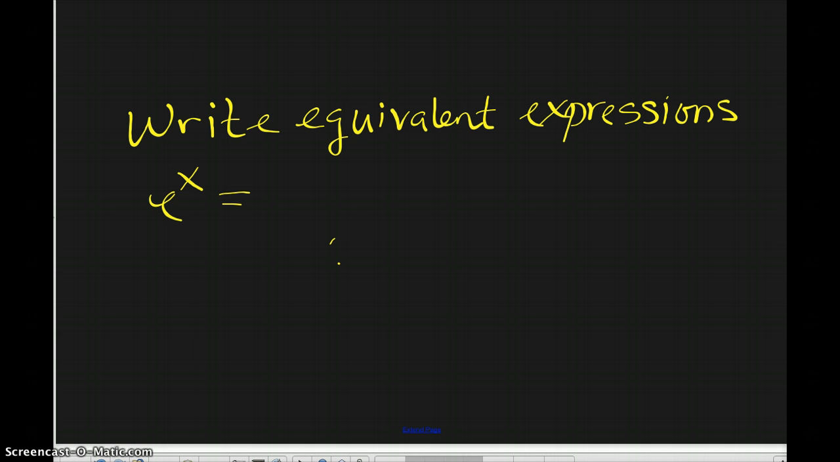So we're going to write equivalent expressions, and we're taking e to the x equals 5 to do that, okay? This is going to be based on the fact, and some things you just have to accept, that ln x is actually equal to log base e of x.